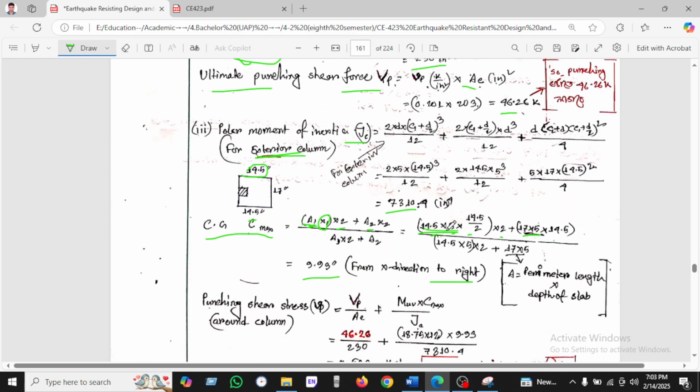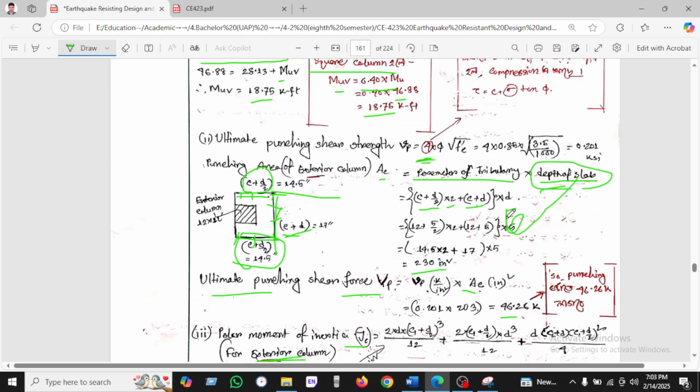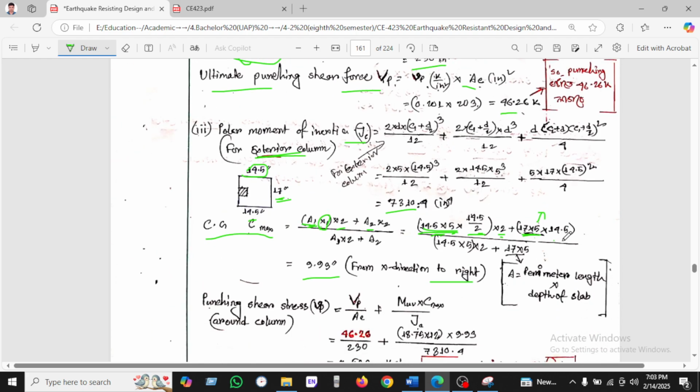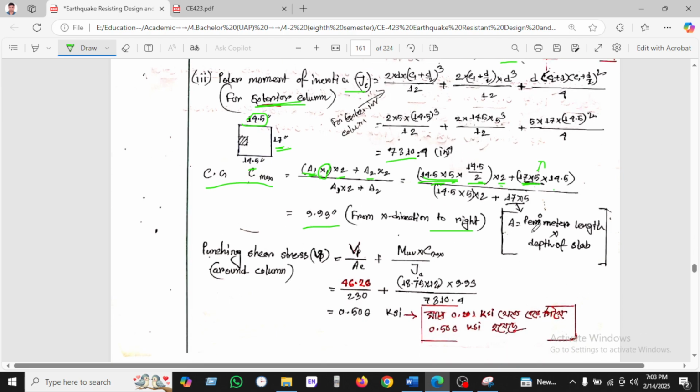That's why we are using 5, and x bar is 14.5 divided by 2 into 2. In this way we are seeing here 17.5 into 5. How will we get the 5? 5 is the depth of the slab, as we have been seeing here. And 14.5, in this way we have been calculating here, and 9.93 from x direction to right.